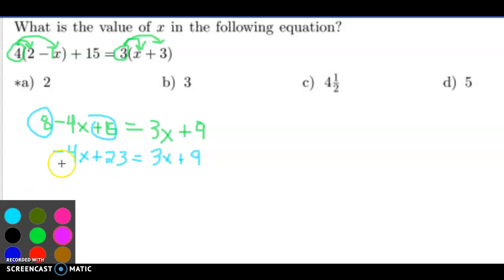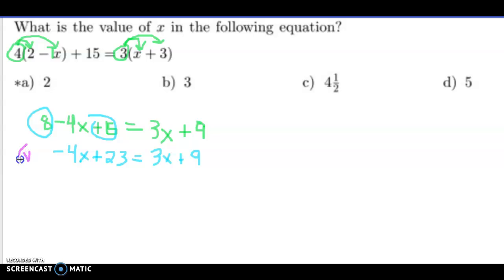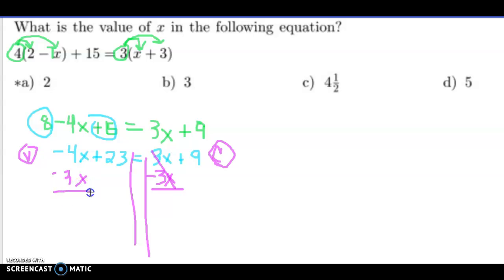Now remember, I always want my variables on the left side and my constants on the right side. So I have to draw my ladder, and I have to move these 3 x's to the left side. Well, I'm zeroing them out, and the only way I can zero them out is to subtract them off. Anything I do to one side, I have to do to the other.